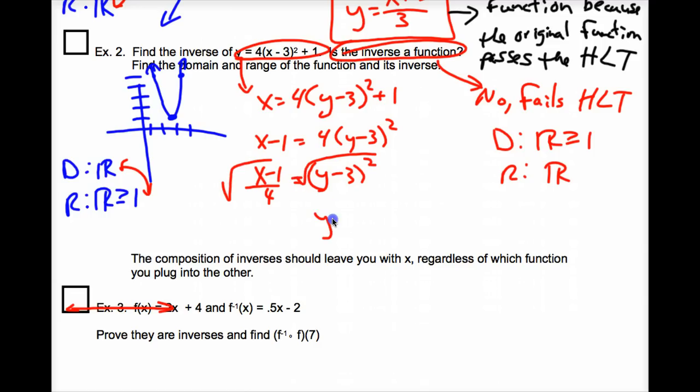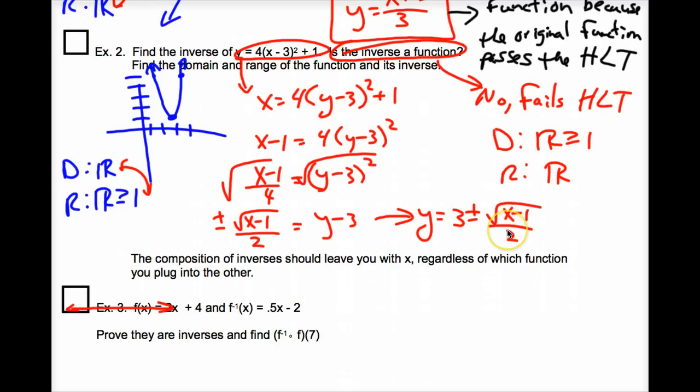So I'm going to get y minus 3 equals, don't be that guy, put plus or minus, the square root of x minus 1, and I'm going to simplify the square root of 4 into a 2. There's one more thing to do in order to get my inverse. That would be to add 3, so it should go to y equals 3 plus or minus square root of x minus 1 over 2.